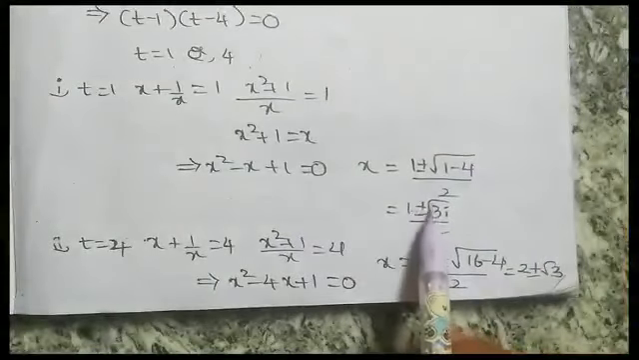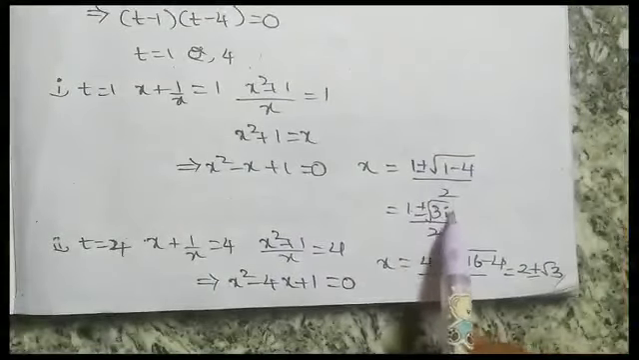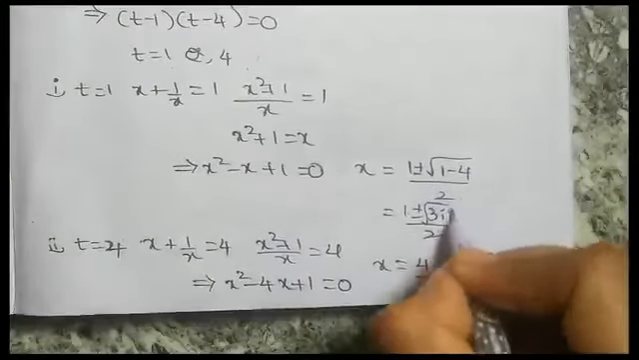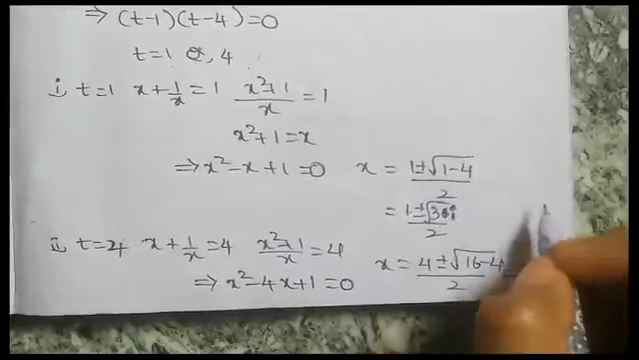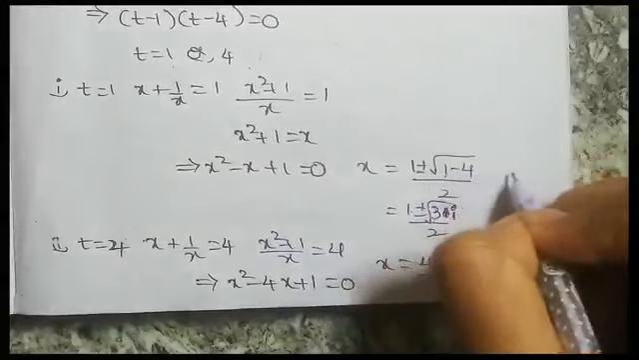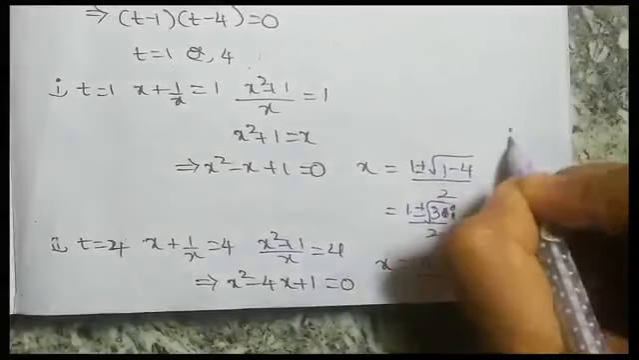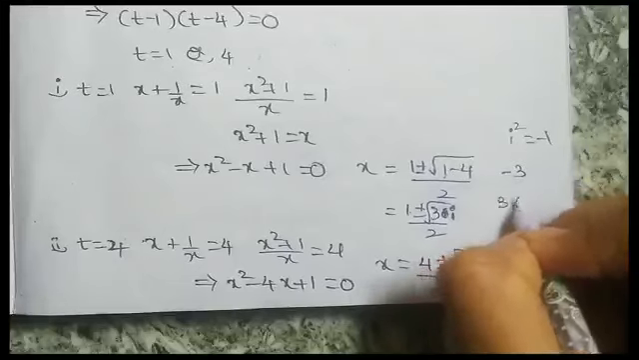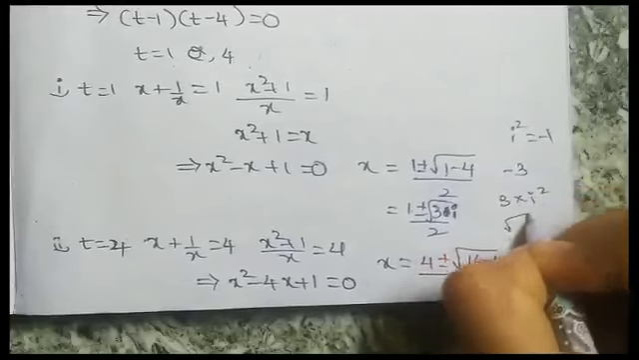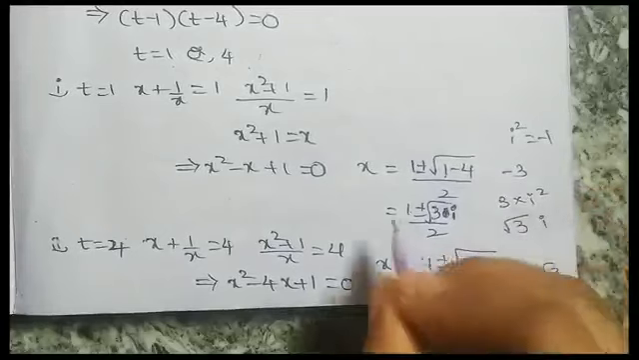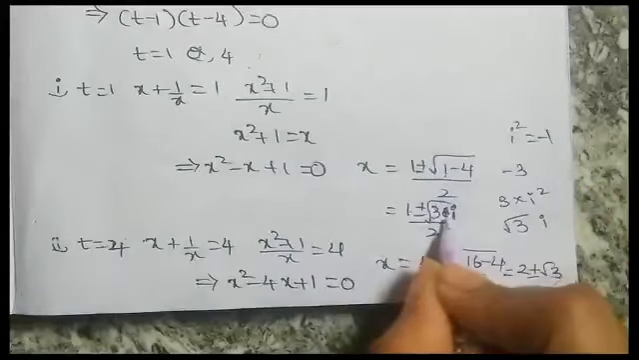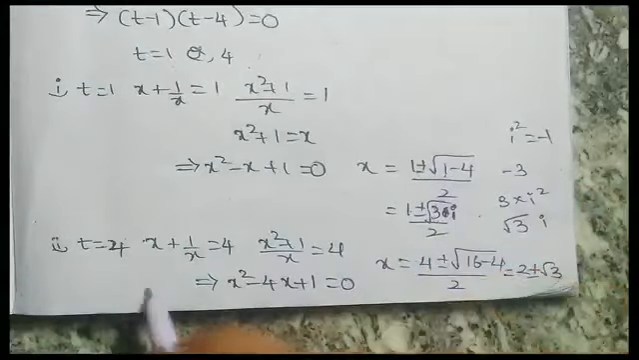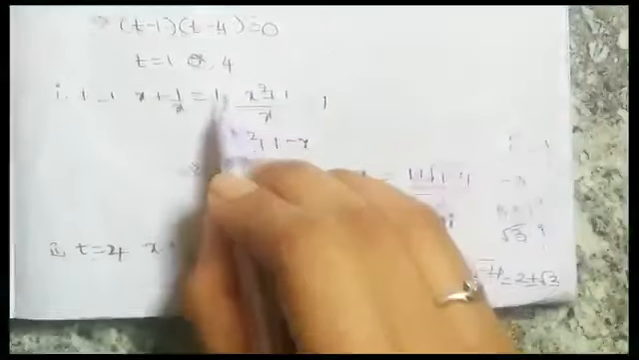One is 1 plus or minus root 3i. So how did we get 3i? I told you before. So 1 minus 4, that is minus 3. We know i square value is minus 1. So we can write it as 3 into i square. So the root we have is 3i. So that is 1 plus or minus root 3i. So another root we have, that is 4.